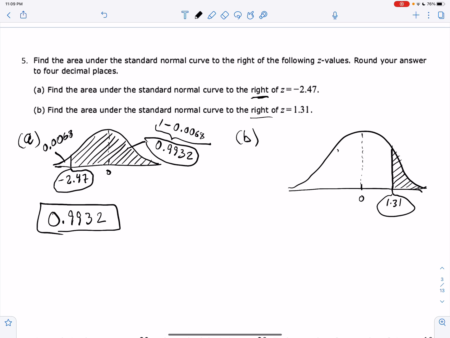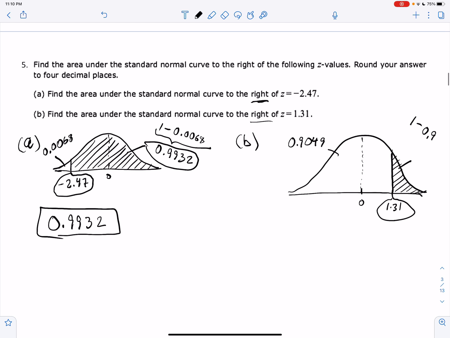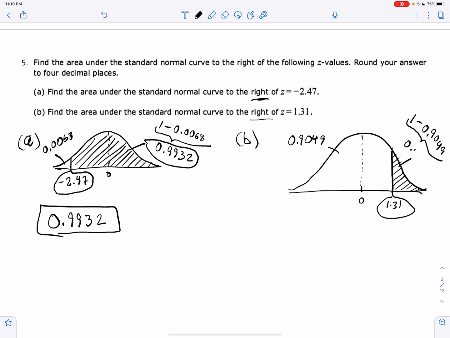I look it up, and of course, the z-table gives me the area to the left. Darn, I want it to the right. I get 0.9049 to the left. What do I have to do to get the area to the right? Find its complement, 1 minus 0.9049. When I take that subtraction from 1, I end up getting 0.0951. The answer is 0.0951, and that is the area to the right of a z-score of 1.31.